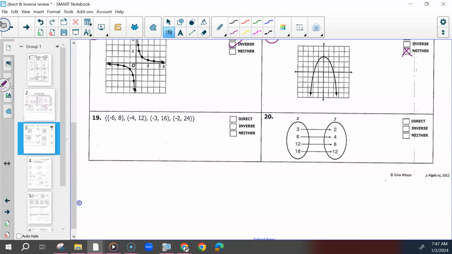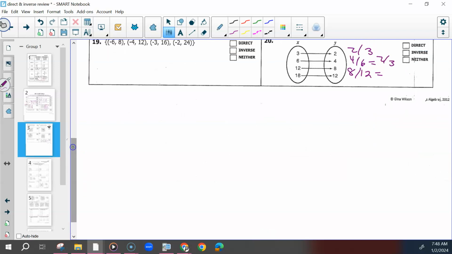Okay, so if we think it's inverse, let's multiply. 3 times 2 is 6. 6 times 4, 24, is not inverse. So let's try direct. Divide. 2 divided by 3 is just 2/3. Leave that as that. 4 divided by 6. Put it in as a fraction, so you're not getting a decimal, but yes, 2/3. 8 divided by 12. Also 2/3. And then 12 divided by 18. Also 2/3. Because this was the same, this is direct. Okay. Go on to the next page.